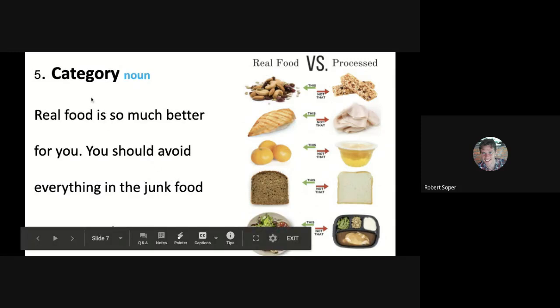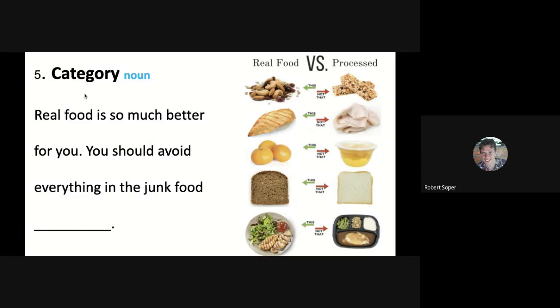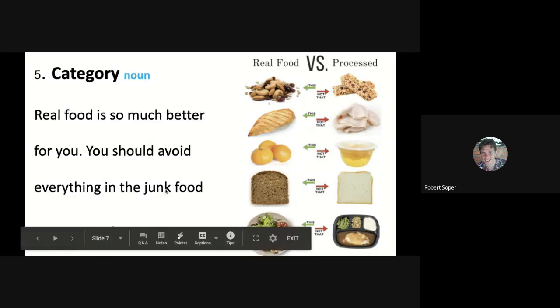Okay, so how would we put that in a sentence? Well, we could say, real food is so much better for you. You should avoid everything in the junk food category. What food goes in the junk food category? Well, anything that you think of as junk food goes in the junk food category. Do you think an apple is junk food? No, an apple is not junk food. Do you think a burger is junk food? Yes, so a burger would go in the junk food category.